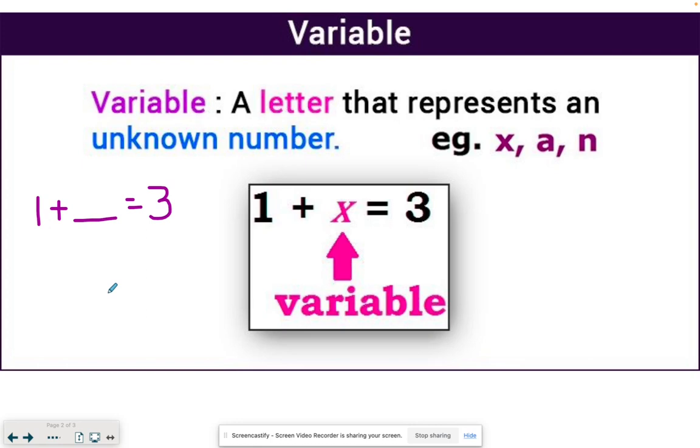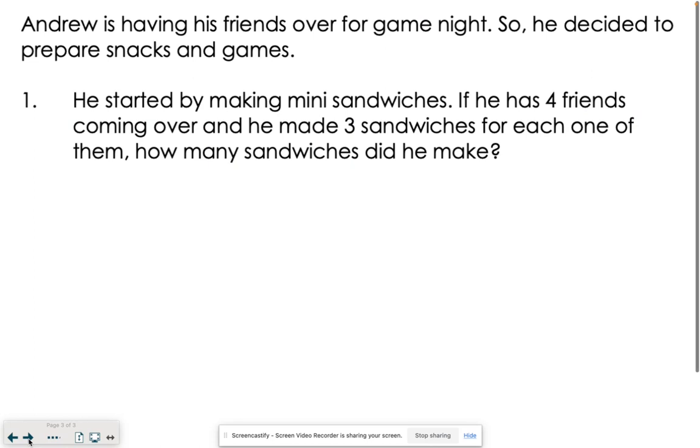So the variable can represent any unknown number. And if I use a letter, that letter can represent a completely different number in a different problem. Let's take a look at an example of a word problem. Andrew is having his friends over for a game night, so he decides to prepare snacks and games. So that kind of gives us the breakdown.